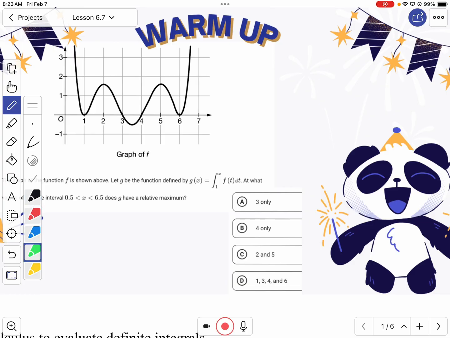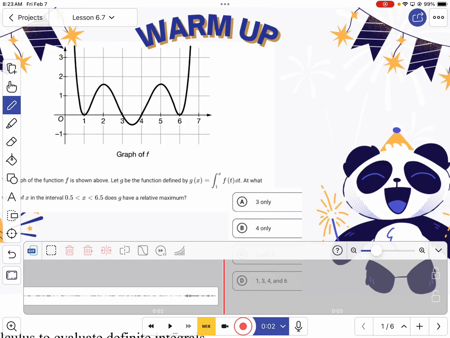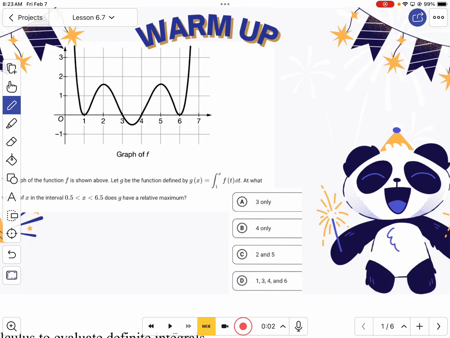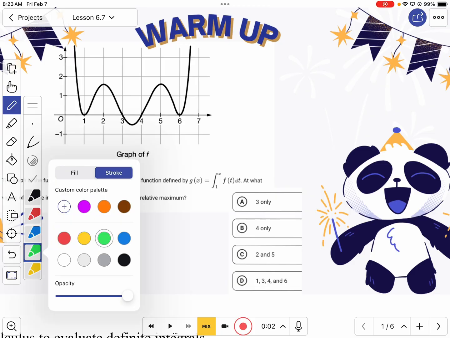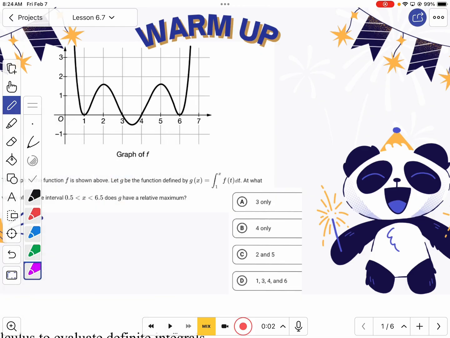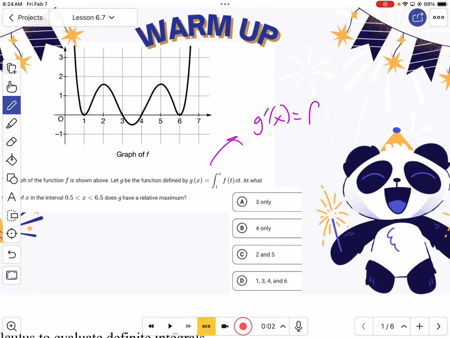What are we thinking? We're not thinking. Okay, if we're looking for a relative maximum, that comes from a derivative. So if we take the derivative of g, what's that going to give me? f of x. We'd plug that x in right there. So g prime of x is f of x.